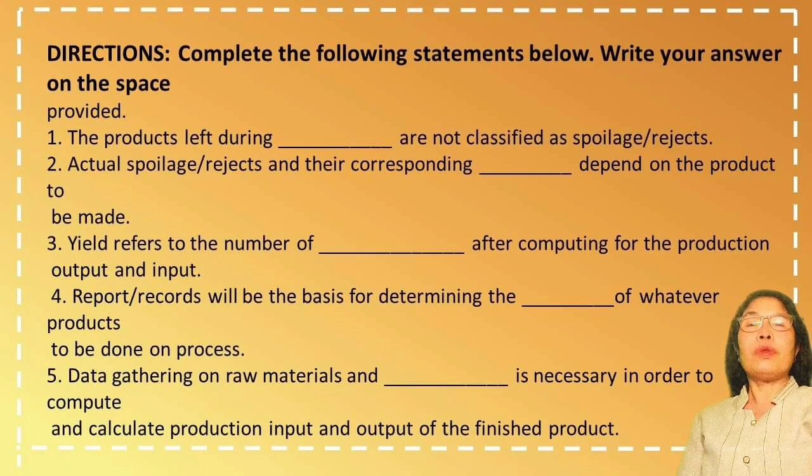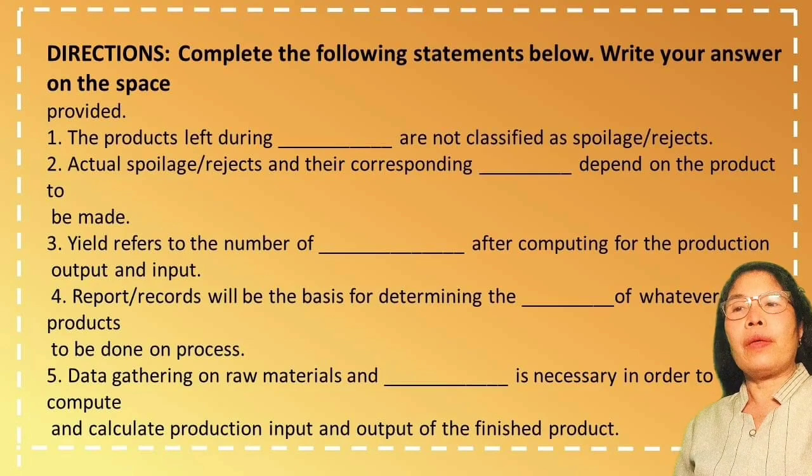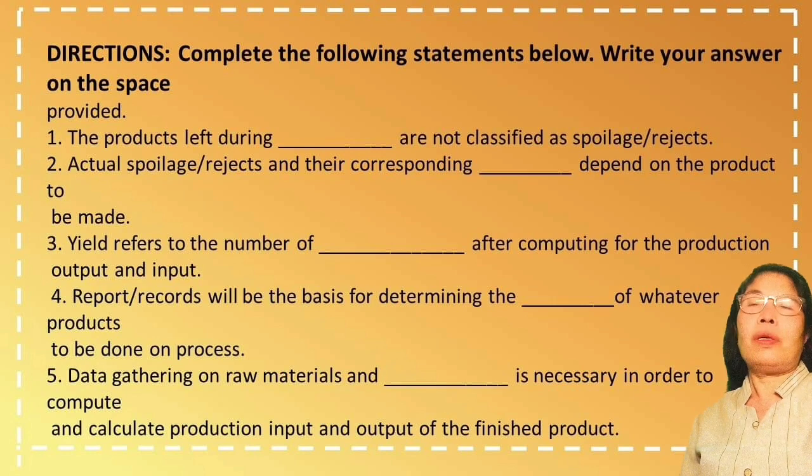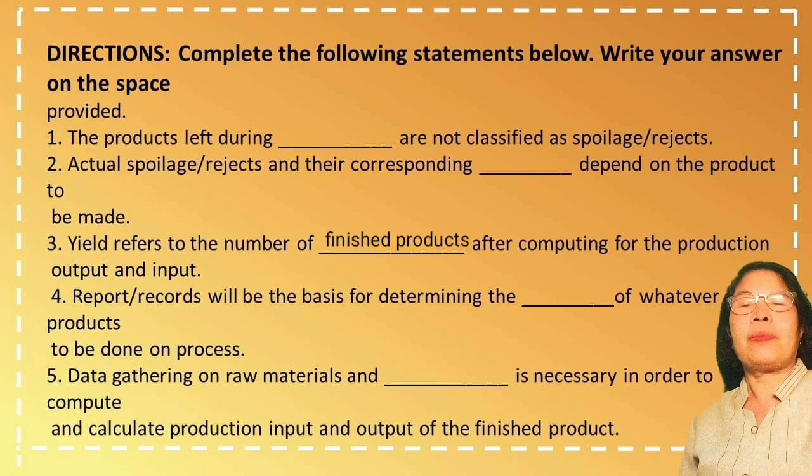Let's proceed to number 2. The actual spoilage, rejects, and their corresponding blank depends on the product to be made. So what is your answer? Great. It is percentage. Number 3. Yield refers to the number of blank after computing for the production output and input. So what is your answer, class? Great. Finished products.